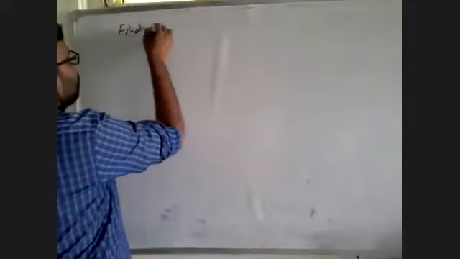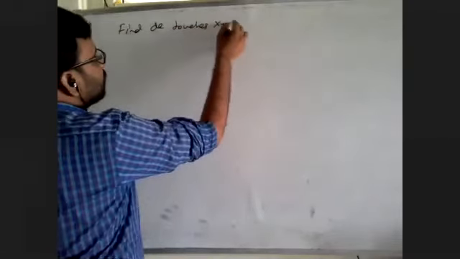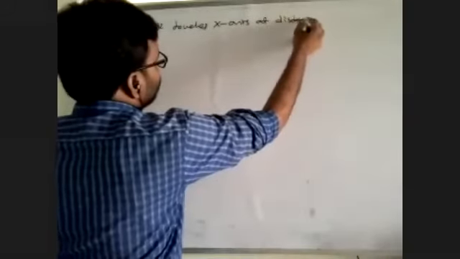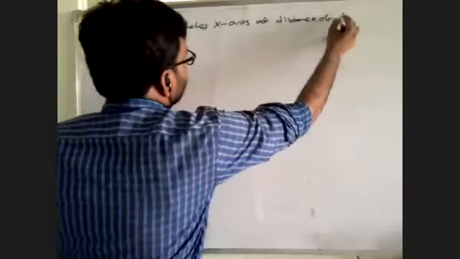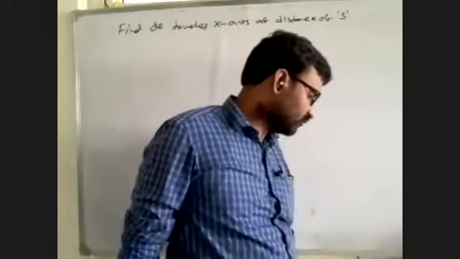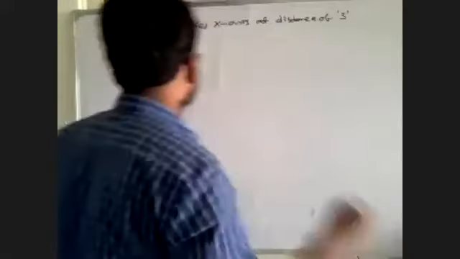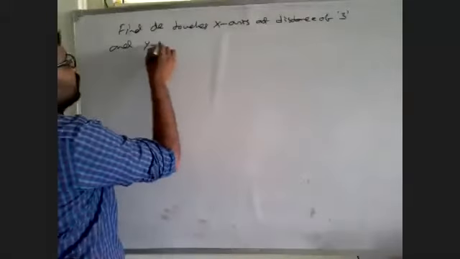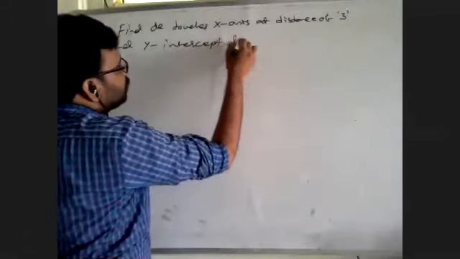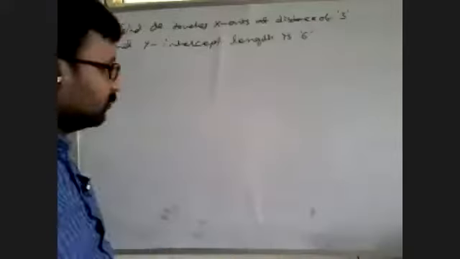Find the circle that touches the x-axis at a distance of 3 units from the origin, and makes an intercept of length 6 on the y-axis. The y-intercept length is 6 units. Then what is the circle equation?